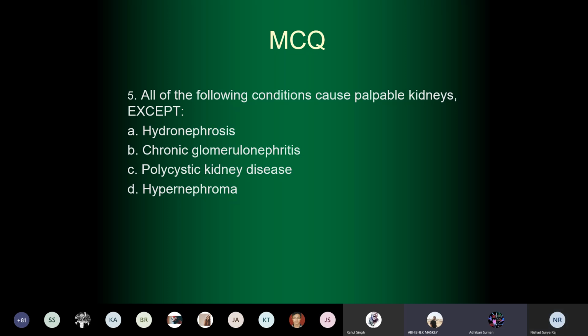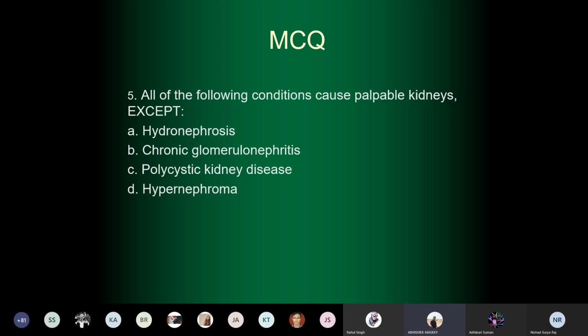Sir, B. Yes, it's B, right? We have already discussed, because in chronic disease, it's fibrosis. Your kidney has to be smaller unless there are some other conditions. So kidney size less than 8 centimeters. So it's B. Hydronephrosis means dilatation of the kidneys. Polycystic kidney disease, of course, there are so many cysts, you can palpate the kidneys. Hypernephroma, there is a mass in the kidney. Surely you will palpate the kidneys. Okay, so the one thing where you don't palpate the kidneys is CGN. Okay, very good, very good.